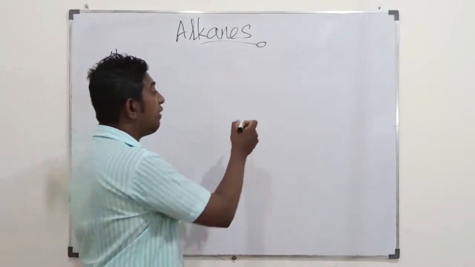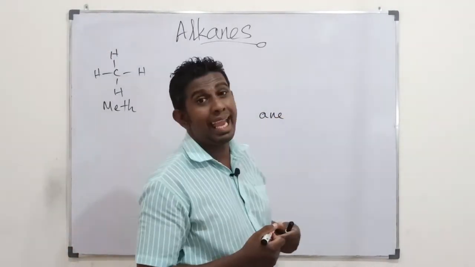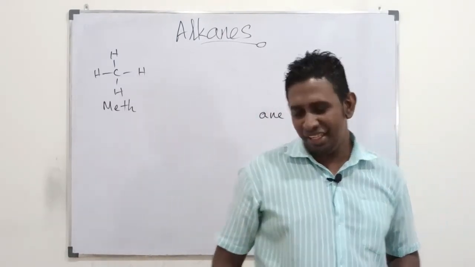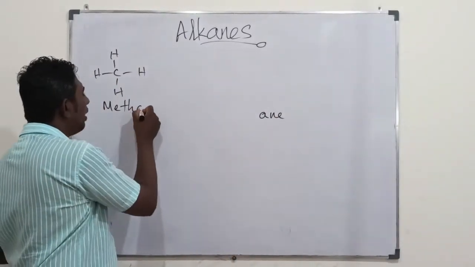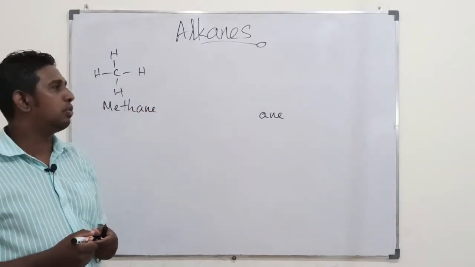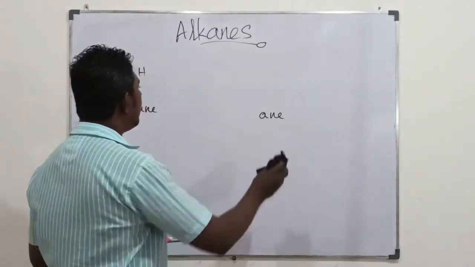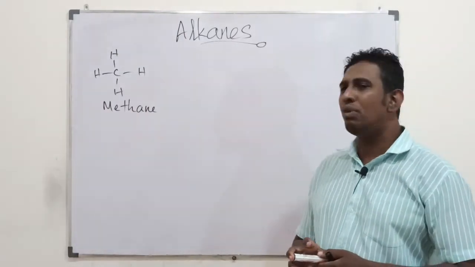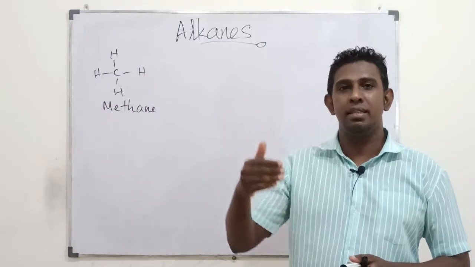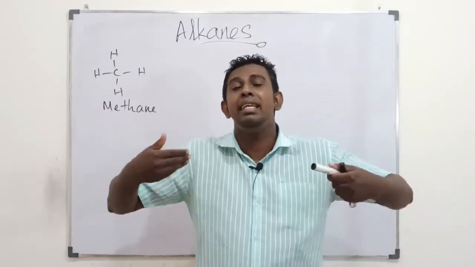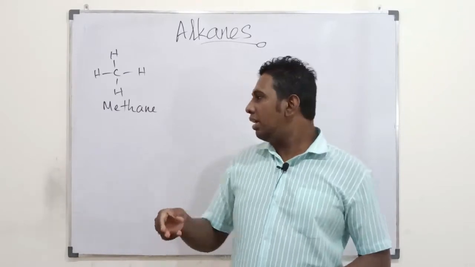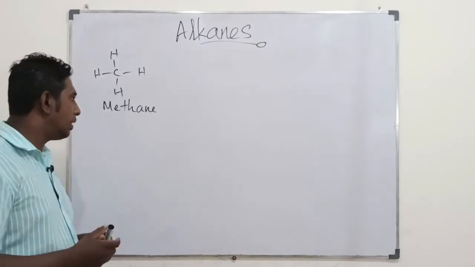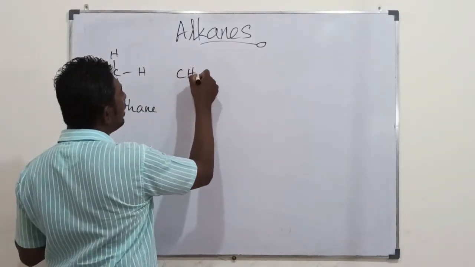We give them the suffix ane, or rather an. Students, with meth we call it methane. It's the very first member in the alkane series. Likewise, we give them the suffix, the last sound ane, and name them accordingly based on their number of carbons. Numerical names we are giving them. Students, we could denote it as CH4.